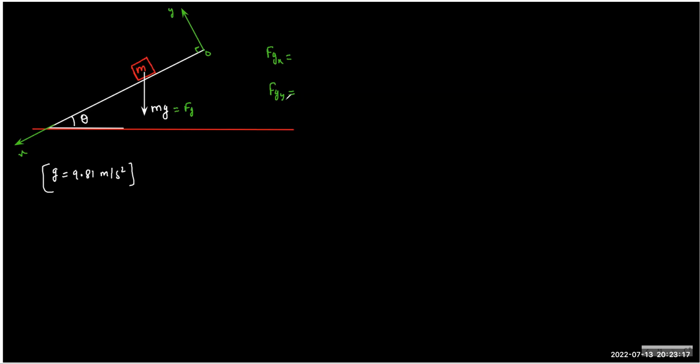Or is it mg cos theta? mg cos theta, or Gx? Yeah. Think about it once again.